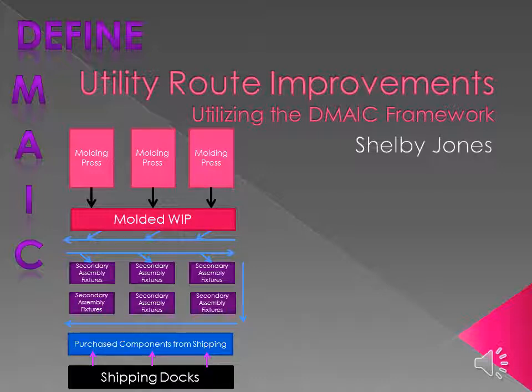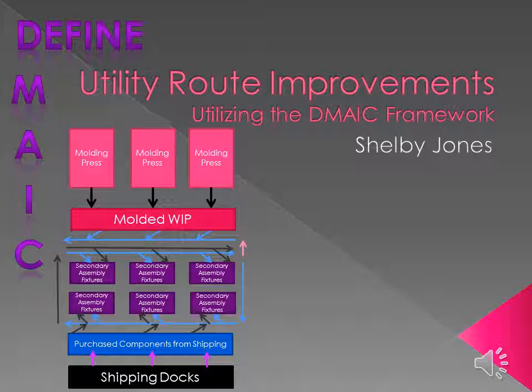The shipping docks are located on the opposite side of the plant, so as the utility operator is delivering the molded WIP to the other side of the assembly fixtures, they are also gathering the purchased components that have come in from shipping and delivering those to the assembly fixtures nearest to the shipping docks. Then the utility operator moves toward the other side with the other assembly fixtures and makes sort of a figure 8 type shape to finish delivering purchased components to the assembly fixtures nearest to the molding side. And then they complete the loop by heading back to molded WIP.